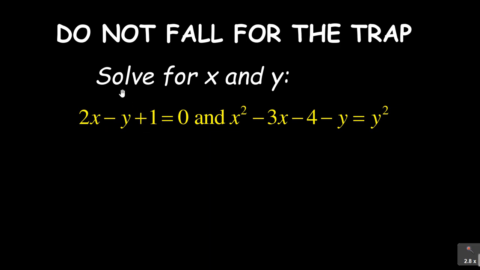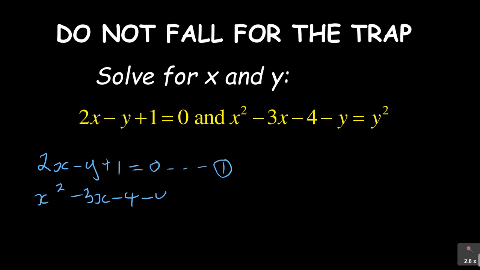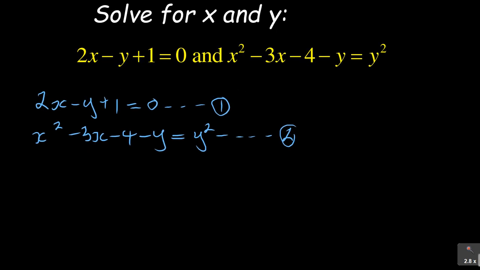Now this is saying solve for x and y, and you're given 2x minus y plus 1 equal to 0. You write that as your equation 1. If you're in grade 12, you know this is your equation 1, and you've got x squared minus 3x minus 4 minus y is equal to y squared. This is equation 2. But as I said, this error is actually from grade 9.